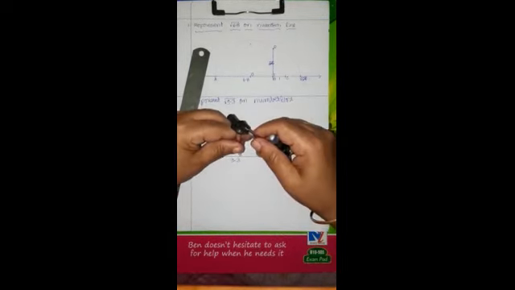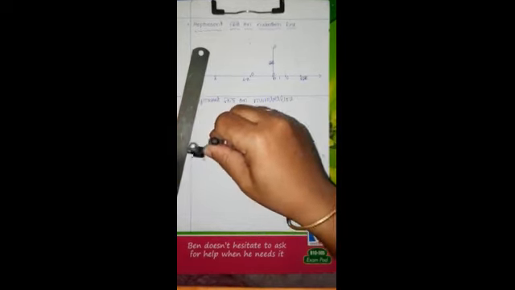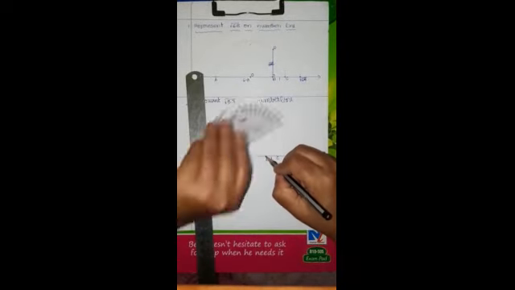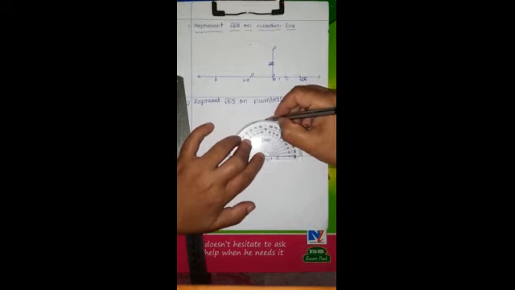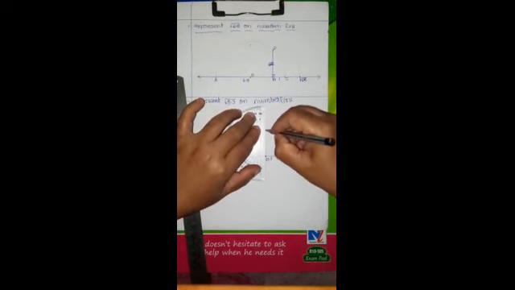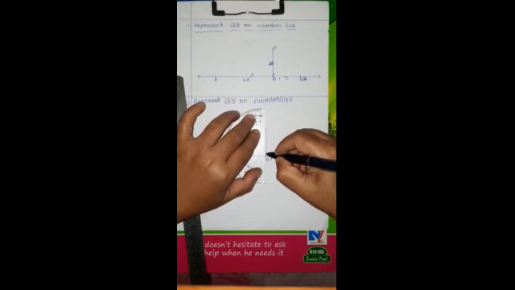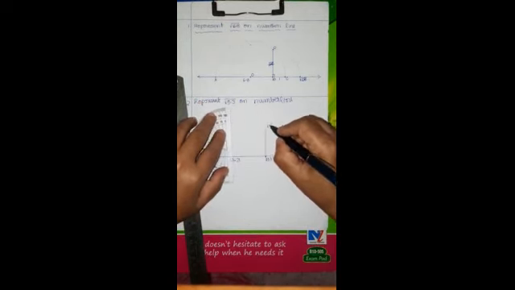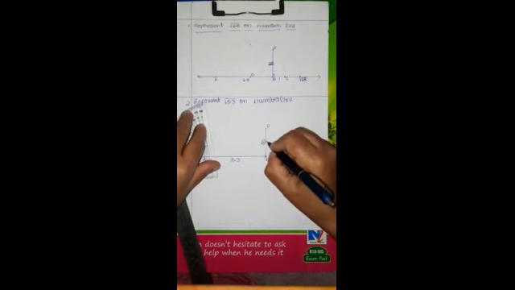Now with O as the center and OC as the radius, definitely it will pass through A. Now draw a semicircle in this way, and next procedure, draw perpendicular at B. By the help of your protractor, draw perpendicular at B. Now let this intersect the semicircle at D, and the length of this perpendicular line BD is equal to square root of 9.3 centimeter.